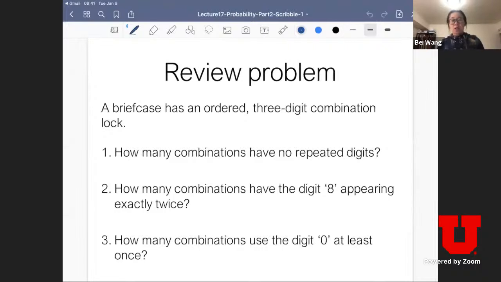Okay. This question has 3 parts. You have a briefcase and it has a lock, an ordered 3-digit combination lock. The first question is how many combinations have no repeated digits? The second question is how many combinations have the digit 8 appear exactly twice? The last one is how many combinations use the digit 0 at least once. So this is more of a counting problem, not a probability problem.